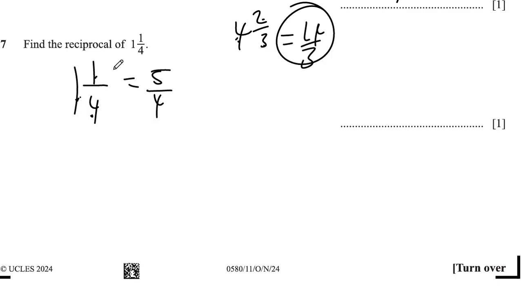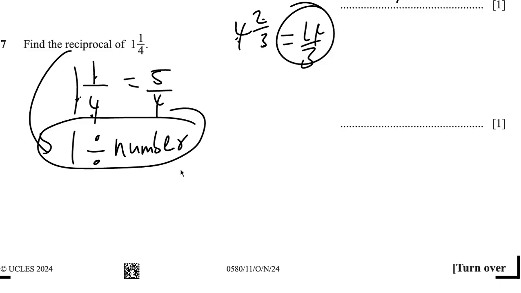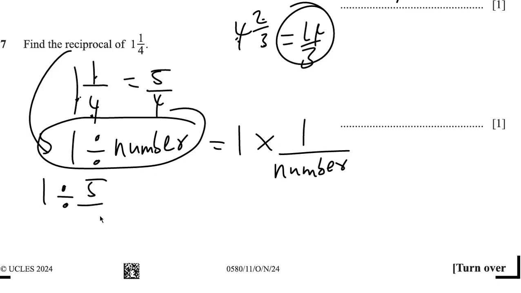So the reciprocal of a number is simply 1 divided by that number. And it's important to note that when you're carrying out division, it's going to be 1 times 1 over the number, because we're then going to switch things, right? And I'm going to switch it up. So what we're then going to have is 1 divided by 5 over 4.